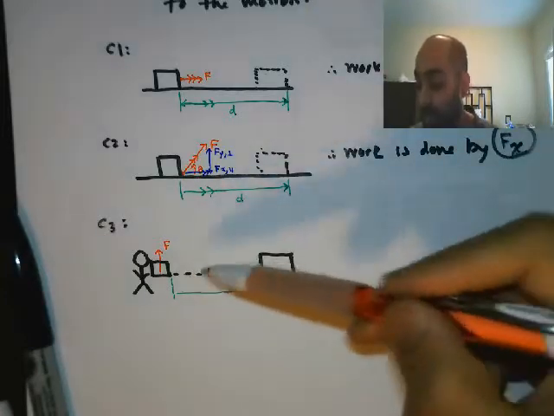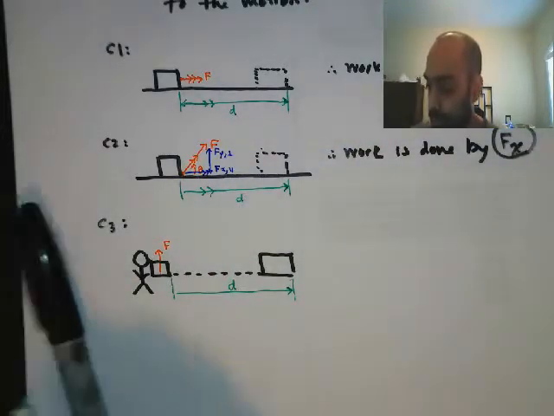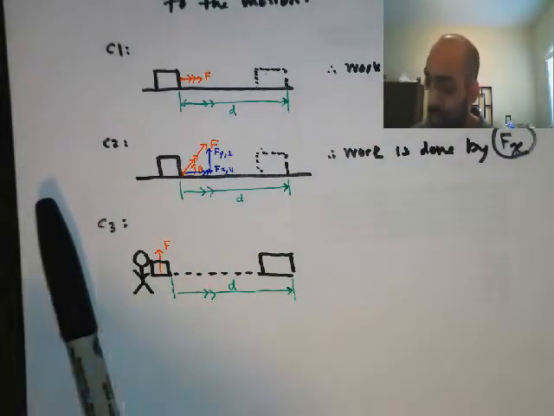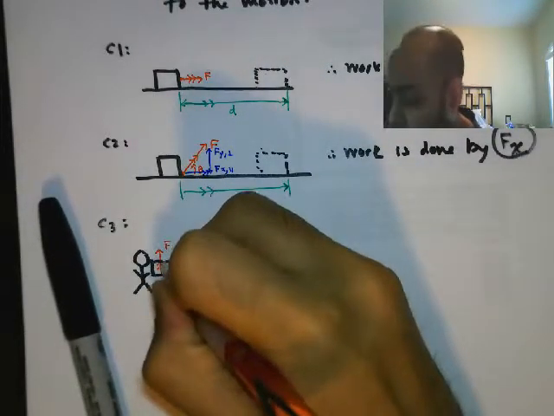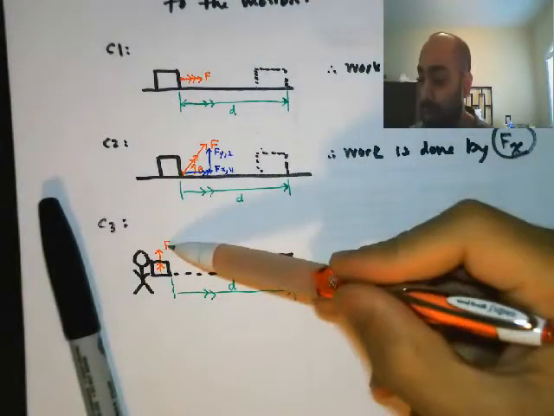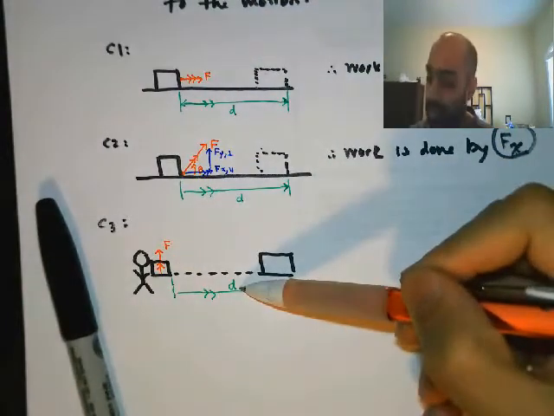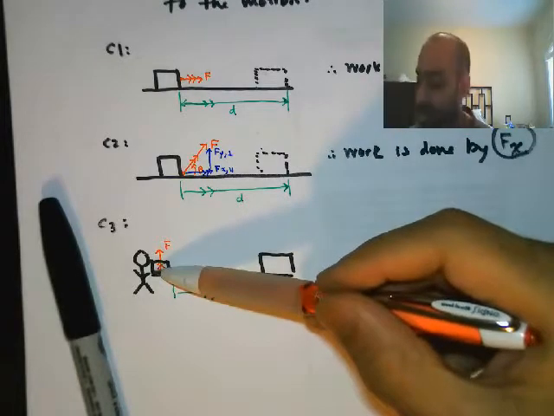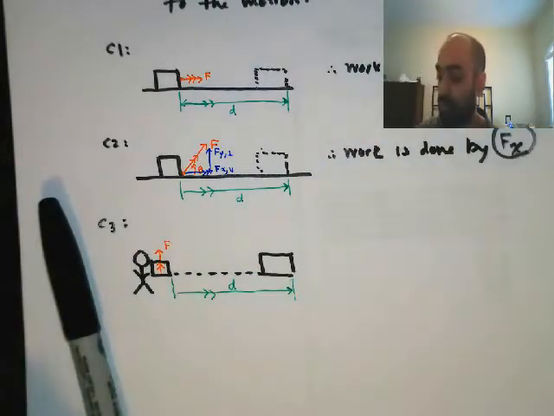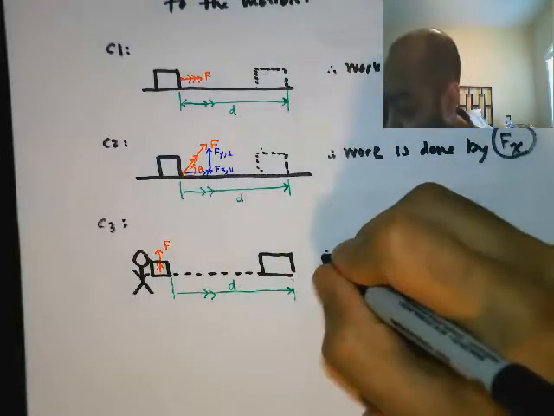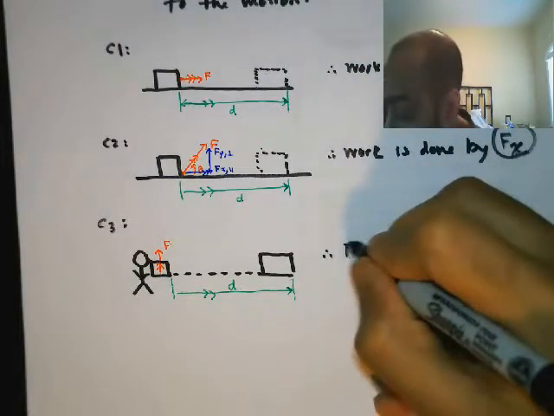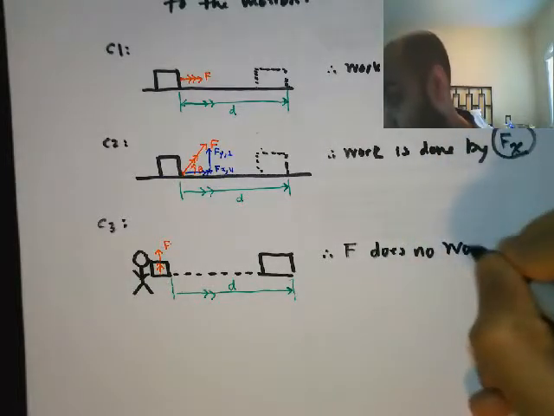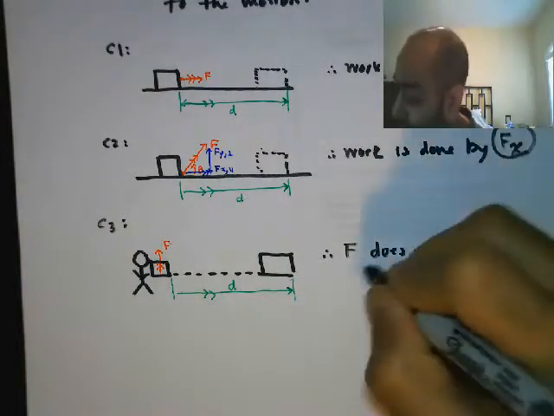So here, the motion is moving to the right, like such, and the force is acting upwards, which, those two, now this force and this motion, are now perpendicular. The problem is that this force has no component that is parallel to this. So therefore, F does no work on the object.